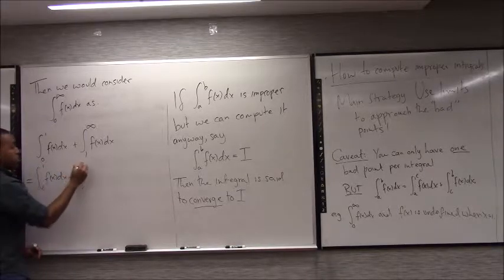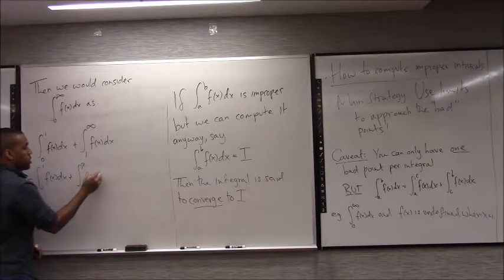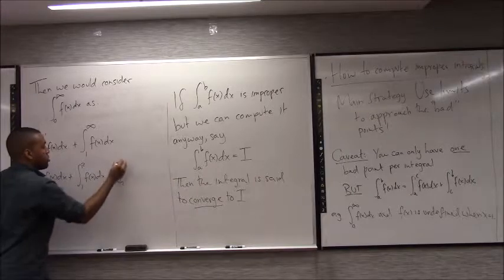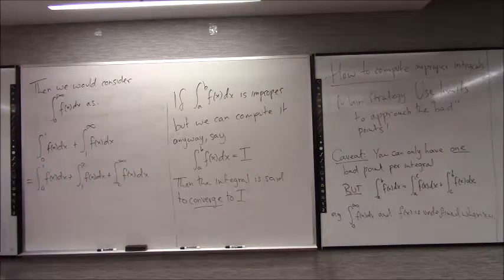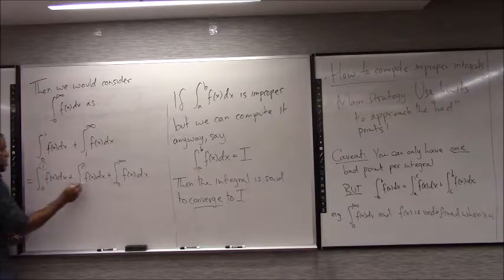I can say go from 1 to 2, pick an arbitrary number, and then go from 2 to infinity. And so you see I broke this integral up because I'm using the sum rule for integrals in such a way that each integral only has 1 bad point to deal with.